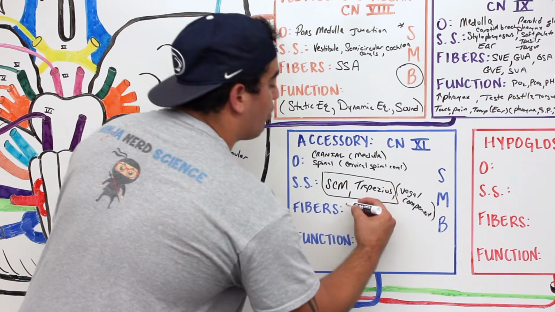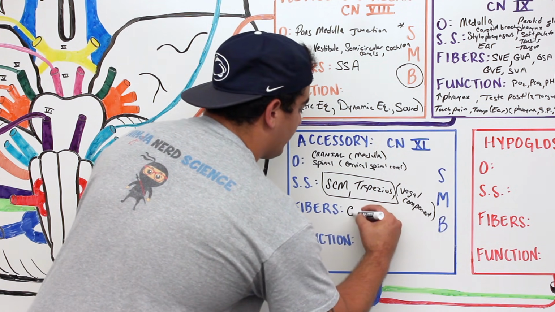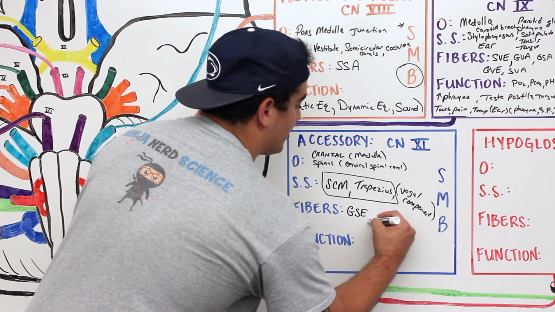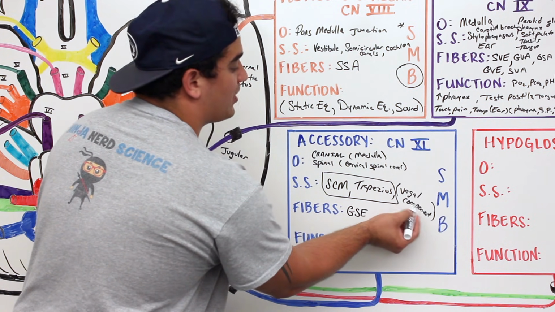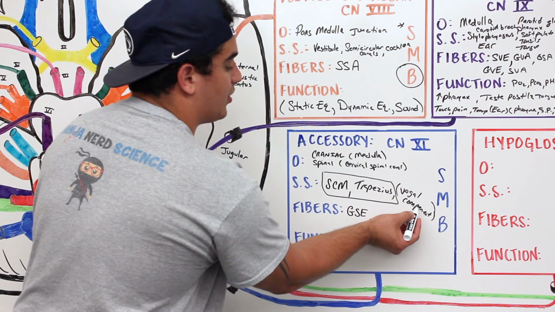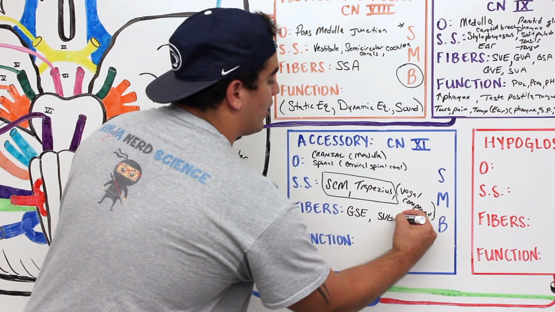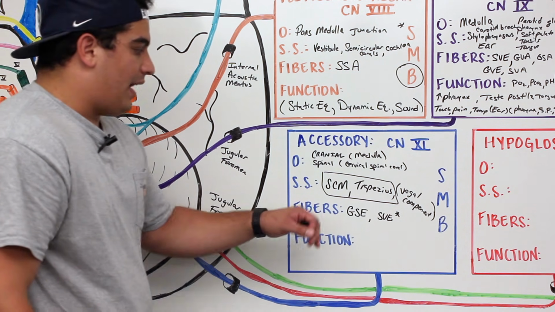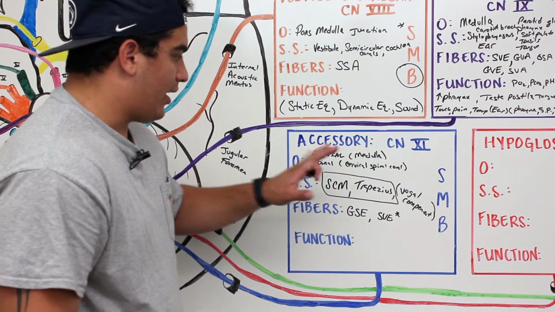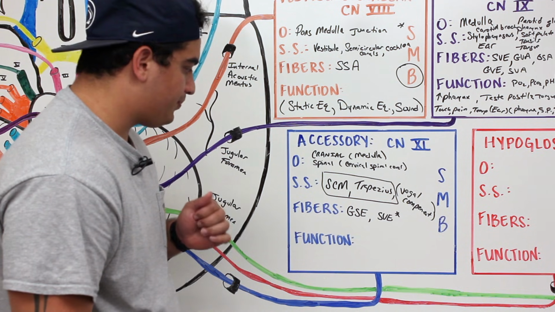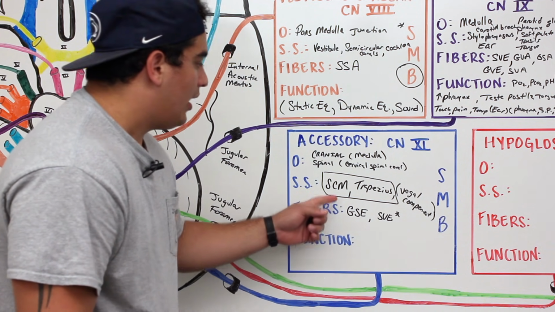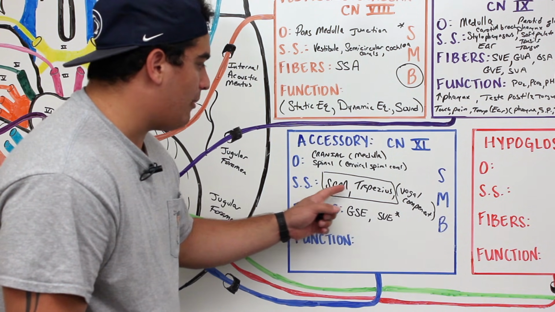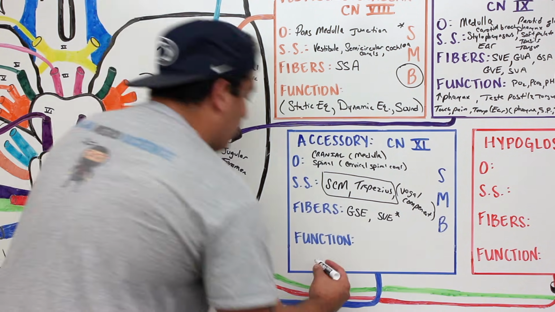The fibers are primarily going to be GSE fibers. But because some of the fibers can go to the vagal components for the pharynx and the soft palate, I'm going to star it, it can have some SVE components. It even has a little bit of proprioception too, but we're not going to consider that because it's so minute.